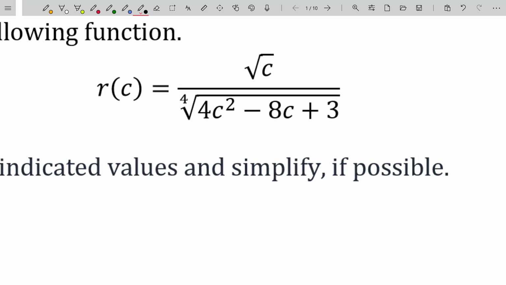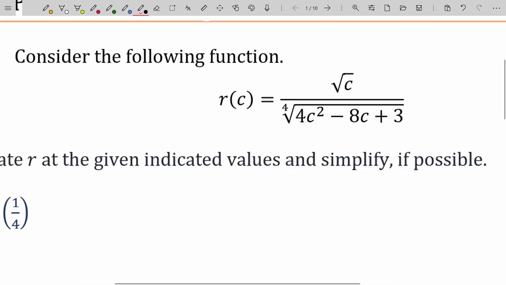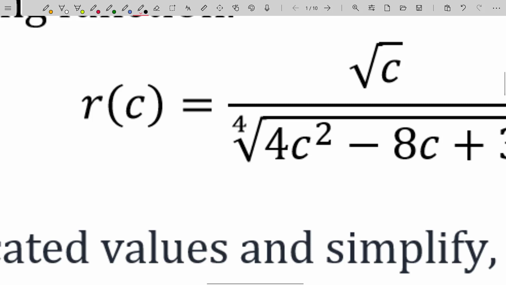Most of this video is going to focus around this function that I've handed you here. R of c is equal to a fraction where the numerator is the square root of c and the denominator is the fourth root of 4c squared minus 8c plus 3. Let's talk about components of this function first. So the function name itself is r. That's the name of the function.